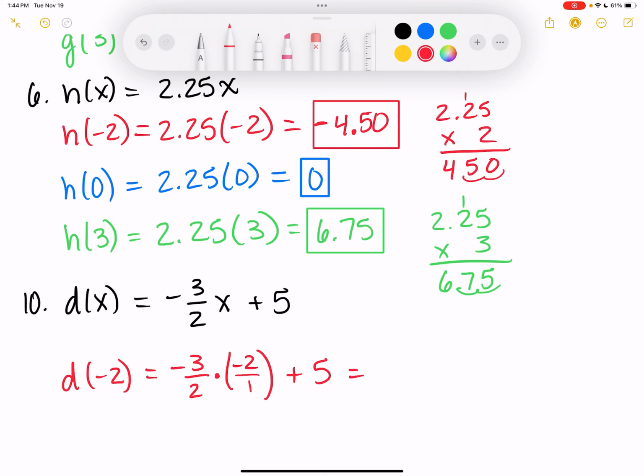They cancel out. The 2s. Yep, the 2's cancel. The thing to remember is this was negative, so this has to be a negative 1 essentially left here now. If you need to write it over top, you can. So negative 3 times negative 1 is? 1. No, it'd be 3. Positive 3 plus 5 is? 8.